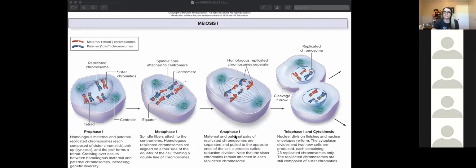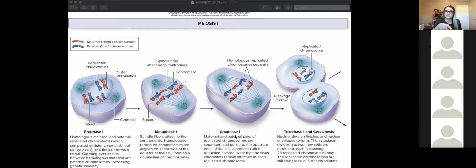I want you to write down somewhere the difference between meiosis and mitosis, and I think I'll repeat that after I go over meiosis as well. Mitosis, which is a regular cell division, is going to result in 2 genetically identical diploid cells. That's mitosis. Mitosis is your regular cell division, and it gives you 2 identical diploid cells.